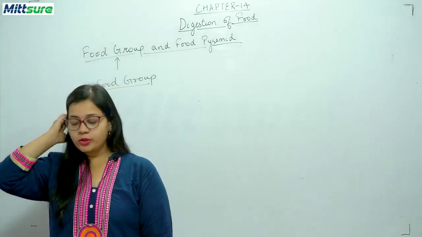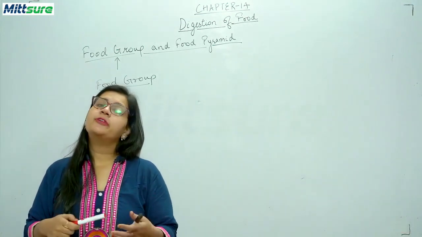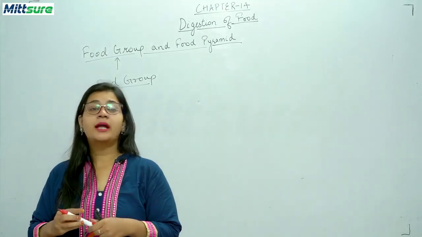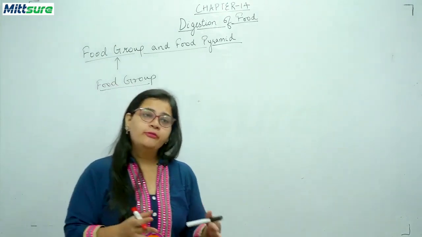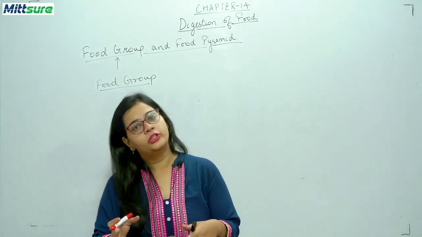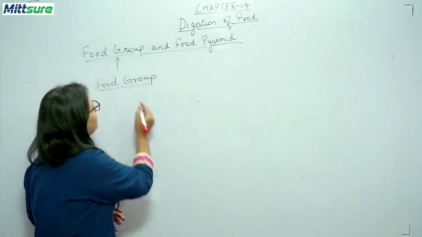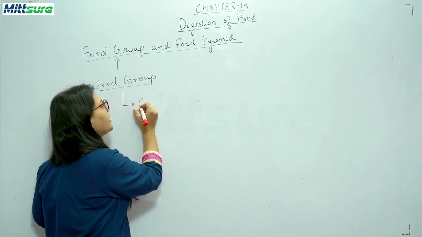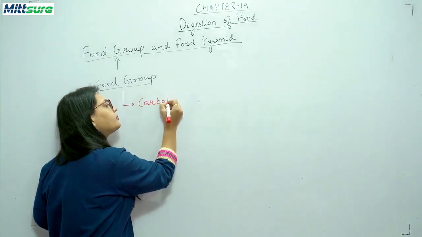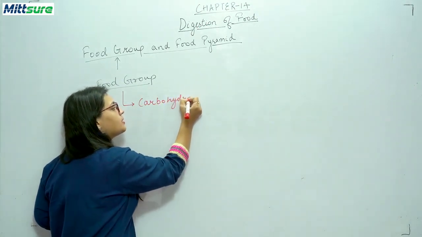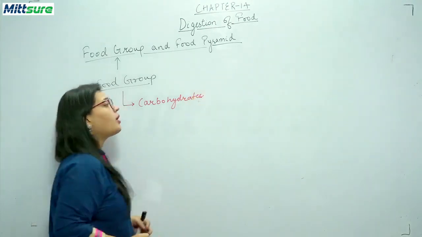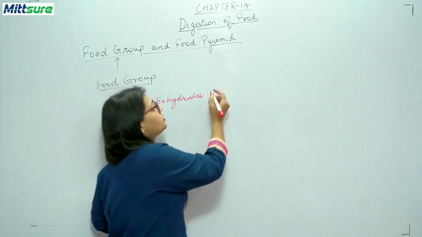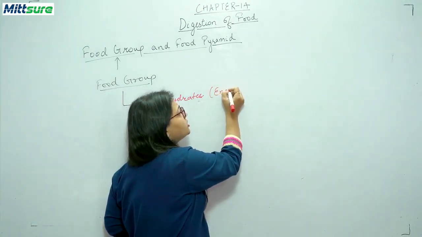Okay? Now students, you know there are different types of food groups, and every food group gives you a different type of nutrition. So I'll be writing the names of the food groups. The first food group that we are writing is carbohydrates. Now what are carbohydrates? Carbohydrates are those food groups that give you energy.